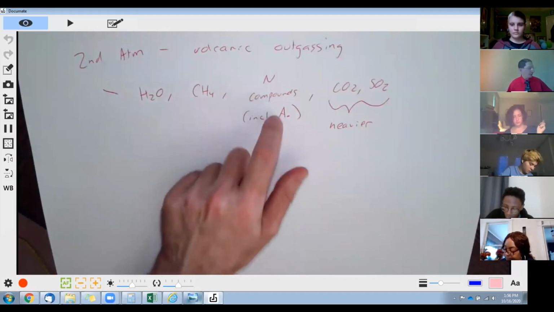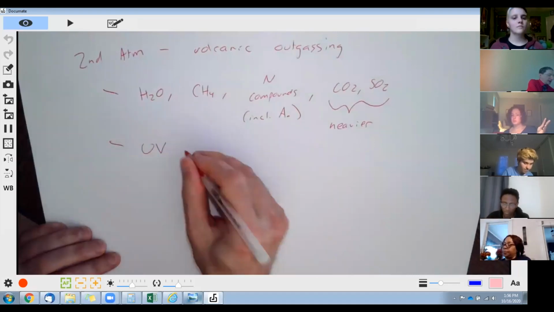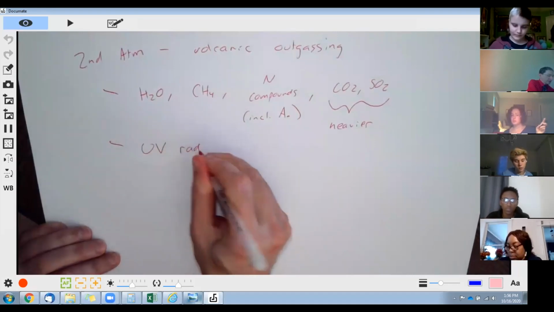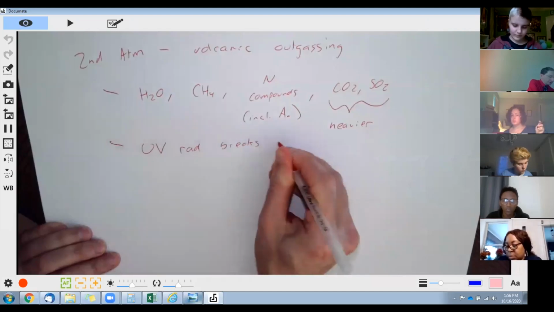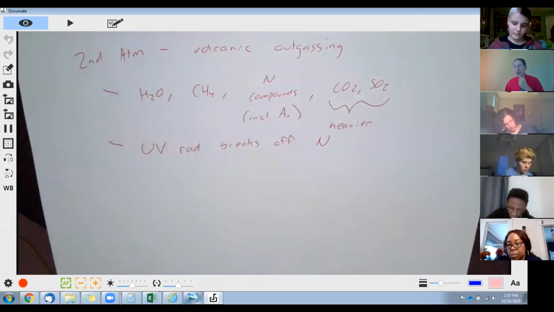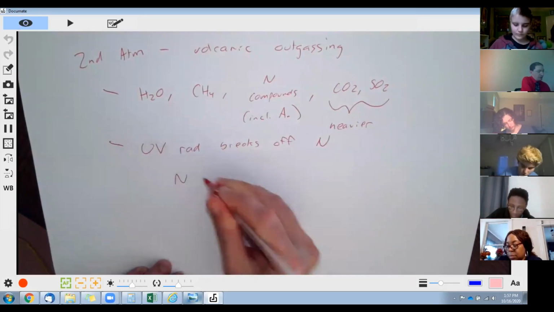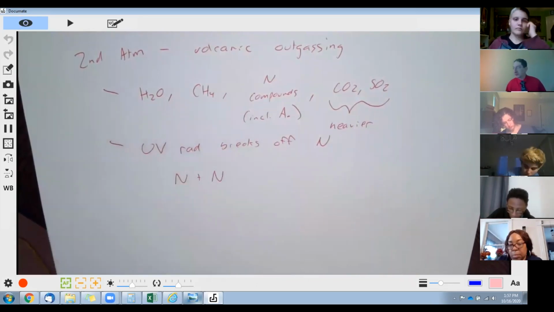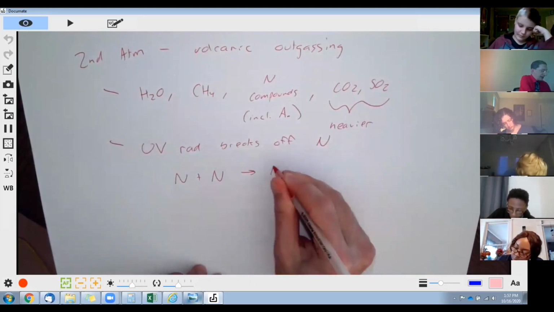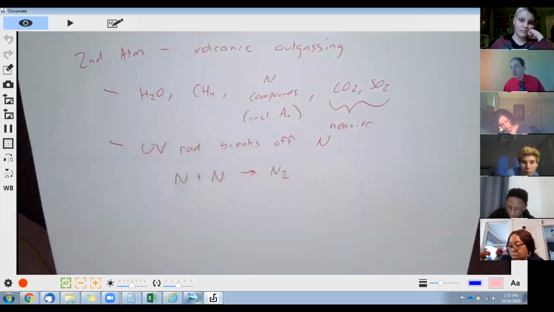Let's start with the nitrogen compounds. UV radiation from the sun breaks off the N from the nitrogen compounds. Ultraviolet light, we don't have an ozone layer protecting us yet, so the ultraviolet high energy light gets through and it can break chemical bonds. Breaks off the nitrogen, and then you have this nitrogen floating around, and it will bond with some of the other nitrogen floating around, giving you N2, molecular nitrogen or nitrogen gas. And that's what our atmosphere primarily is right now.